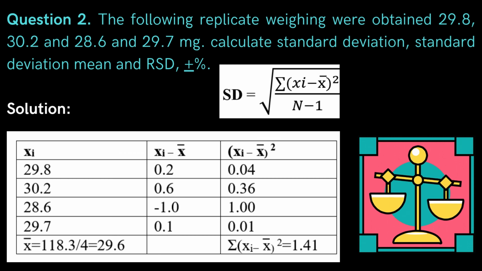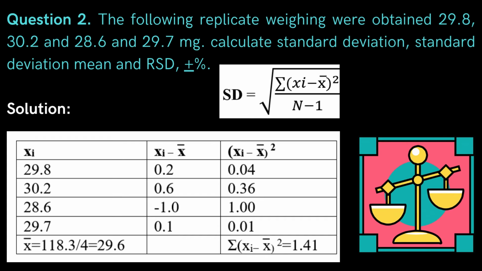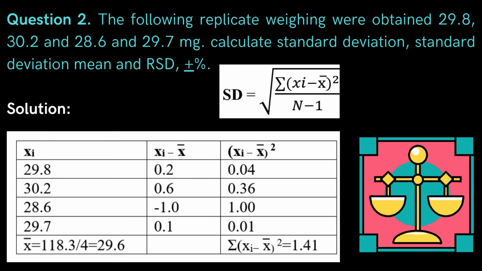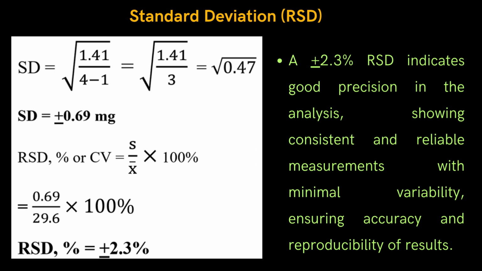The last column will be the square of the (xi minus x bar) value for each measurement, and finally the values are summed; the value obtained is 1.41. Here, we will put the value of 1.41 in the equation of standard deviation.